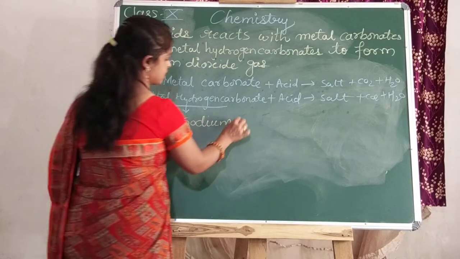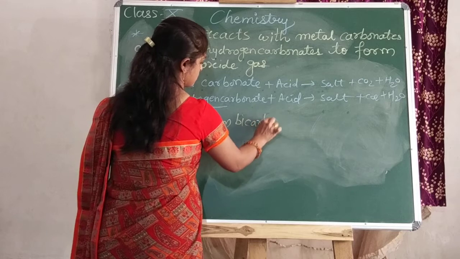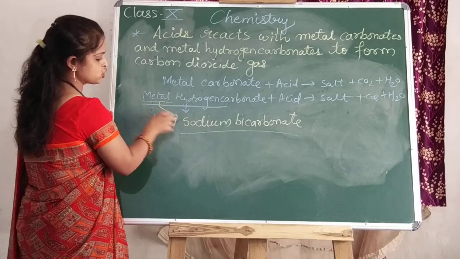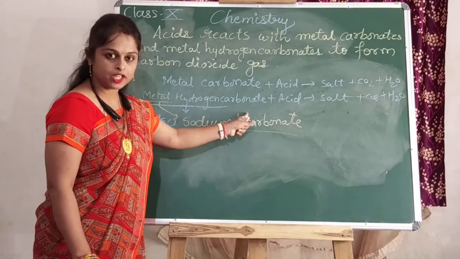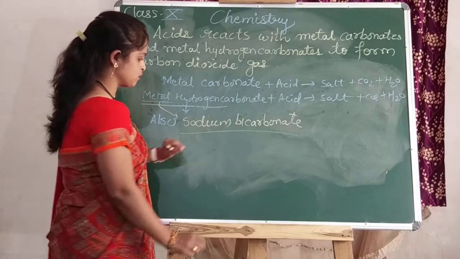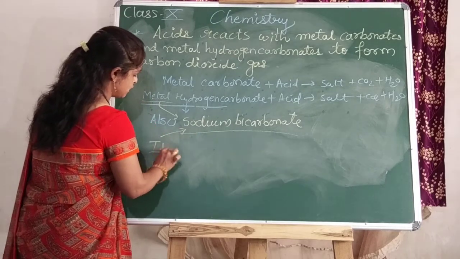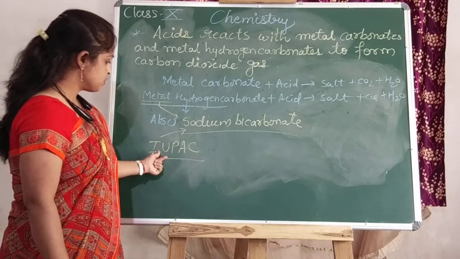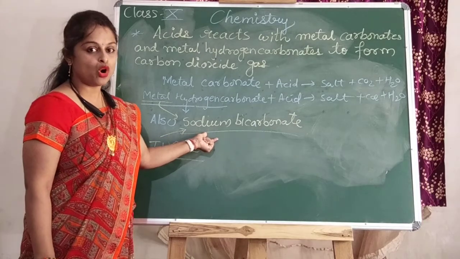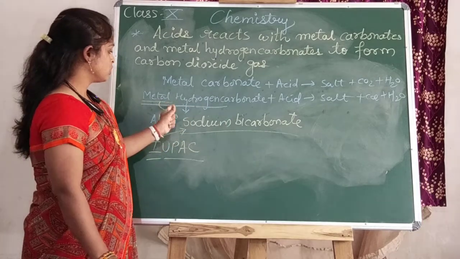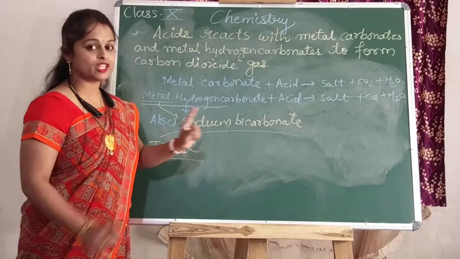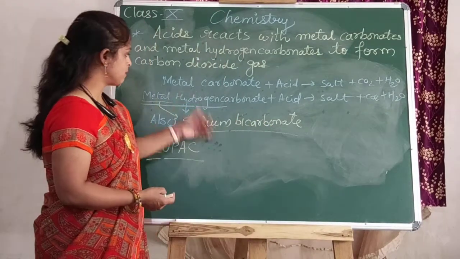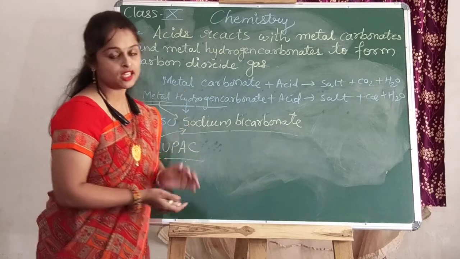sodium bicarbonate. At the place of the metal, you added sodium. Sodium hydrogen carbonate is also known as sodium bicarbonate. This is the IUPAC name as per the chemistry, the IUPAC name of sodium hydrogen carbonate. Sodium hydrogen carbonate and sodium bicarbonate are the same thing. This is the organic compound and metal carbonate, this is the inorganic compound.